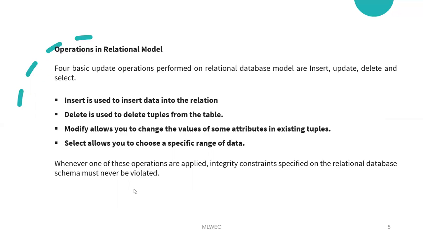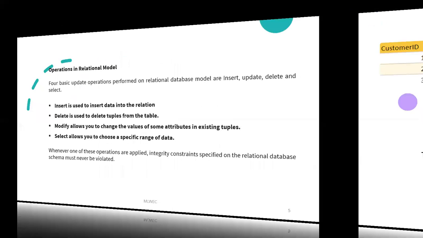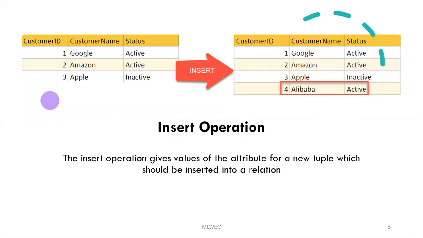Whenever one of these operations is applied, integrity constraints are specified. Here we have integrity constraints, that is, the primary key and foreign key. In coming classes we will discuss these integrity constraints in detail. And from these tables you can see how the operations are performed in a relational model.